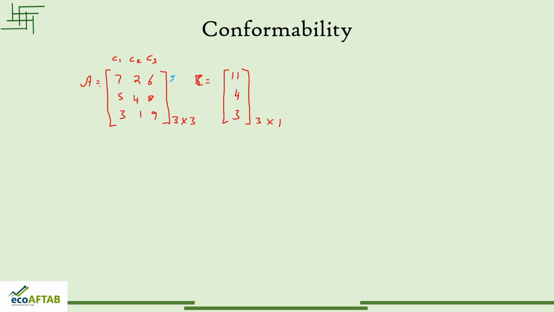This is row 1, row 2, row 3. This is column 1, row 1, row 2, row 3. So here this matrix is having 3 rows and 3 columns, and this matrix is having 3 by 1. So here you can see what is happening. This is a 3 by 3 dimension matrix. Is it equal to this particular dimension 3 by 1?